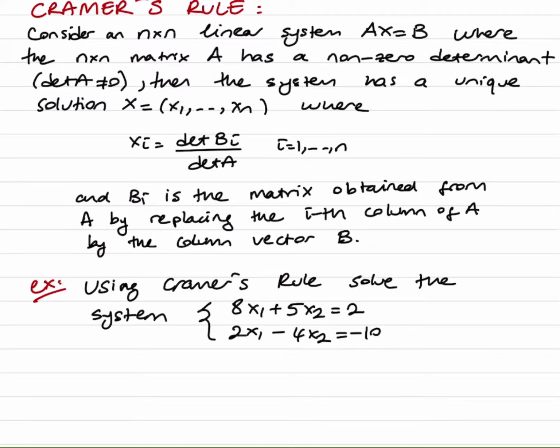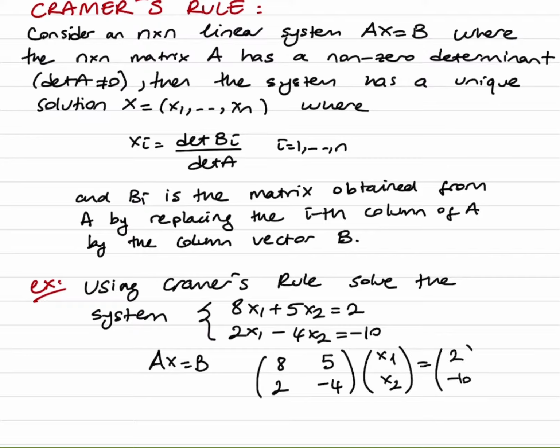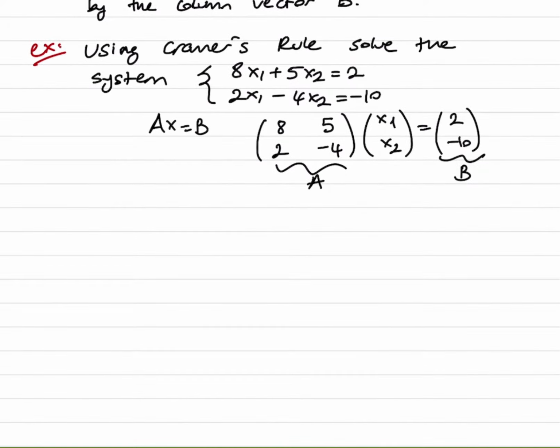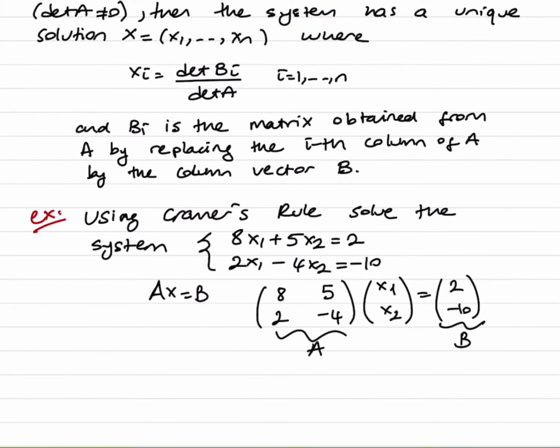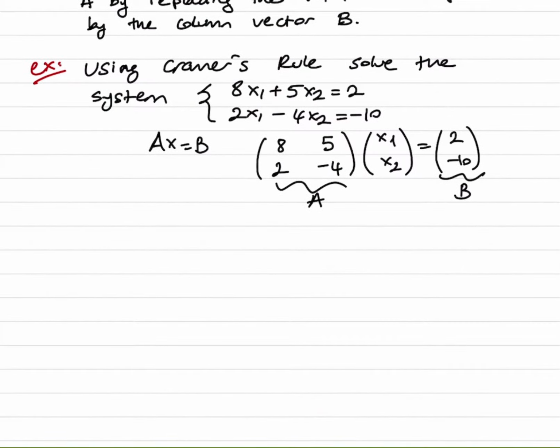Let's write this system first as Ax = b in the matrix form. So how will we do that? We have 8, 5, and 2, minus 4 times x, so x1, x2 is equal to b, which is 2, minus 10. So the matrix A is a 2 by 2 matrix, and we can use Cramer's rule if the determinant of A is non-zero. Let's compute the determinant of A.